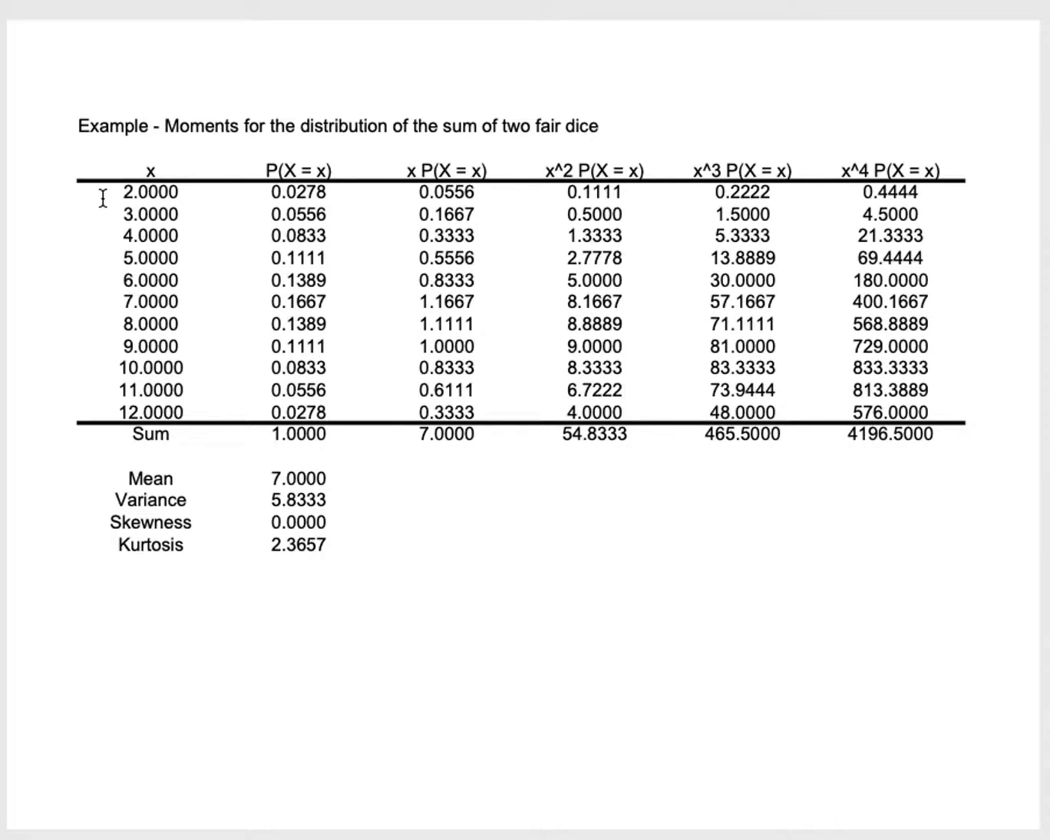So I've got the values of the sample space here in this first column, the integers 2 through 12. I've entered the values of the PMF in the second column.